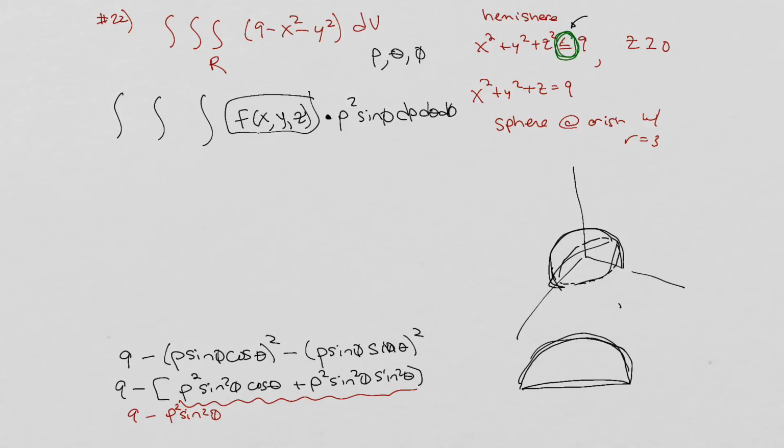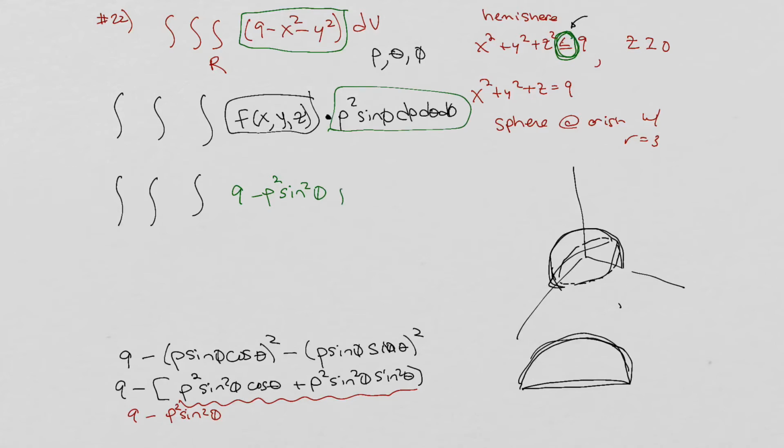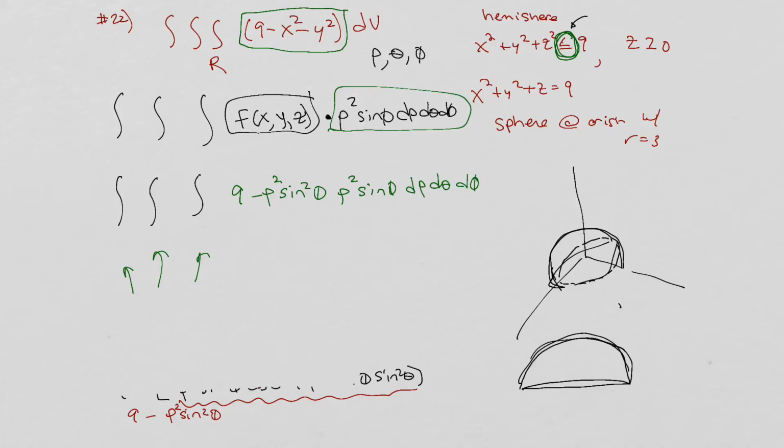Okay? So for the triple integral, this part I can rewrite as 9 minus rho squared sine squared phi. Okay? And then I have all this additional stuff from our substitution method, which gave me a rho squared sine phi d rho d theta d phi. Okay? So now we need to just figure out the bounds for each of those integrands. Okay? So let me clean off some of this.